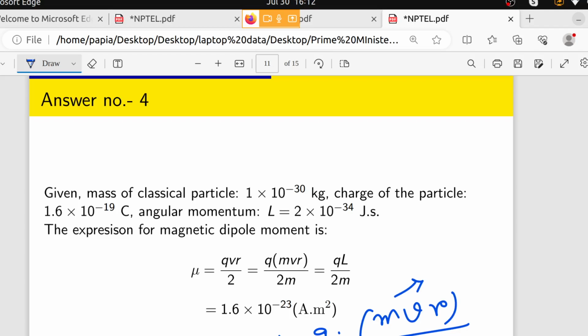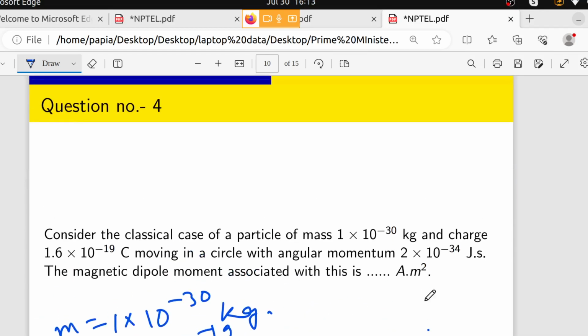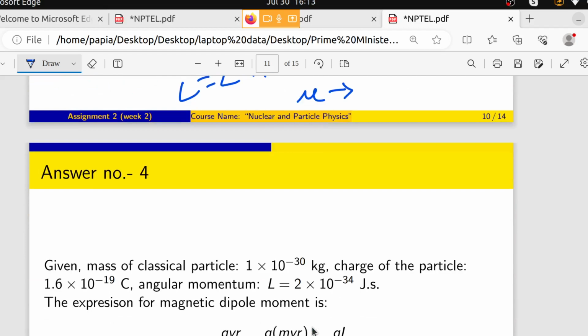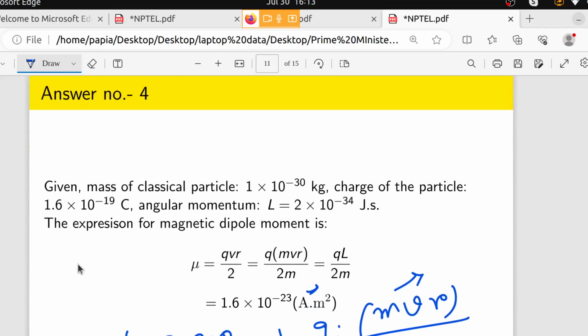If I put the m value, L value and q value, then we get the mu value, which is 1.6 into 10 to the power minus 23 ampere meter square. Just be careful about the unit. What is the unit for that? I think they have already mentioned here: ampere into meter square. We have to calculate that in ampere into meter square.